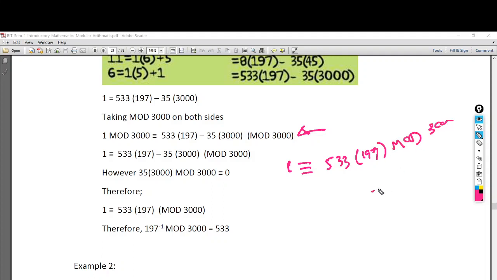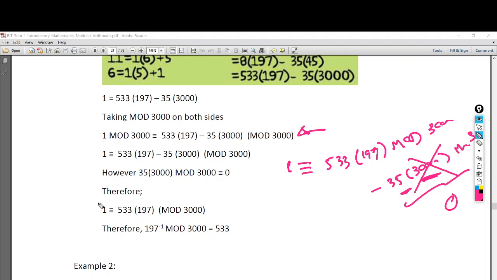3000 minus 35 into 3000 mod 3000, right? So that is a minus b. We can just put it into two mod values. That is a theorem we learned last time. Because this one is a multiple of 3000, you can see this number is a multiple of 3000. Therefore, this is going to be 0. If a number is a multiple of that mod number, that is going to be 0. So therefore, we can just get rid of this one also.